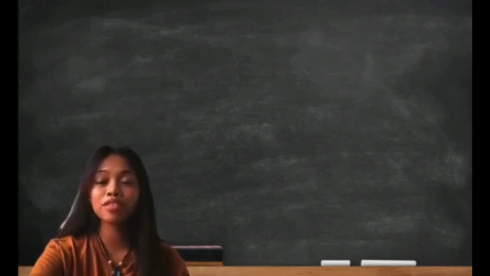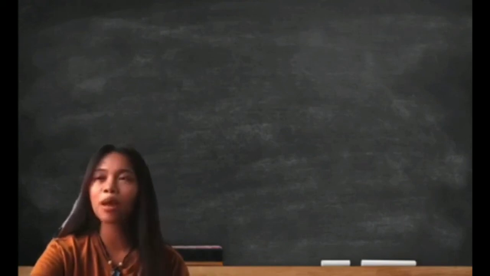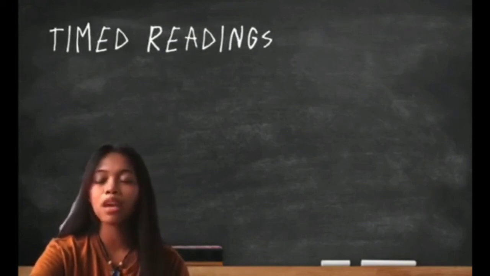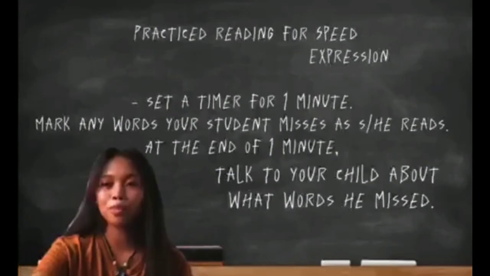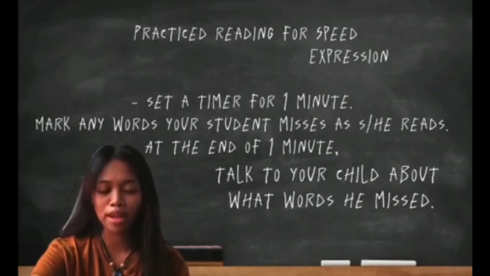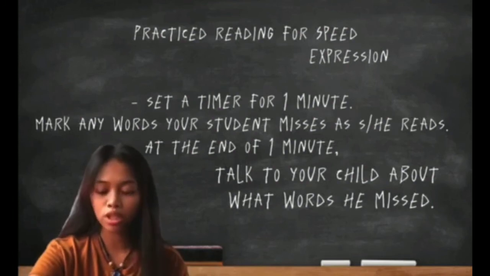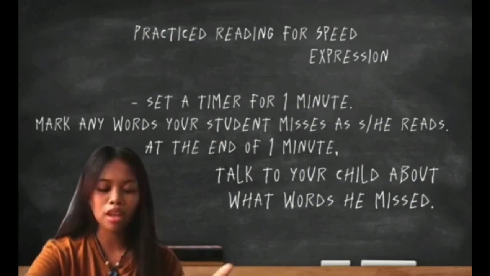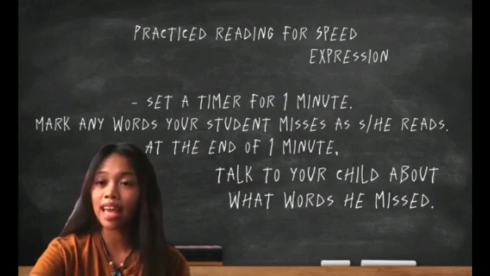So before we proceed to the various activities that could help your students develop their reading fluency, let us first get to know timed reading. Timed reading has two subtypes: practiced reading for speed and practiced reading for expression. In practiced reading for speed, you set a timer for 1 minute. Mark any words that your student misses as he or she reads. At the end of 1 minute, talk to your student about what words he missed. That is practiced reading for speed.